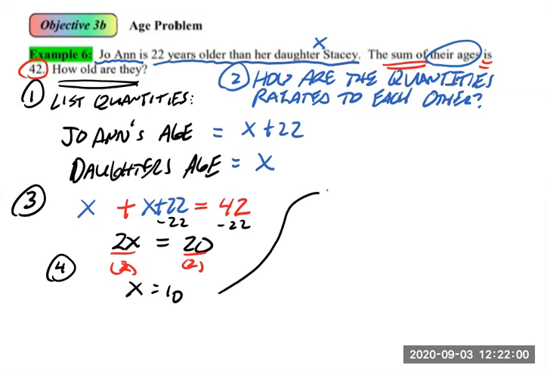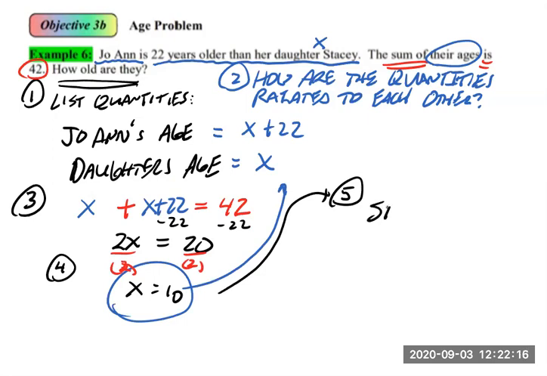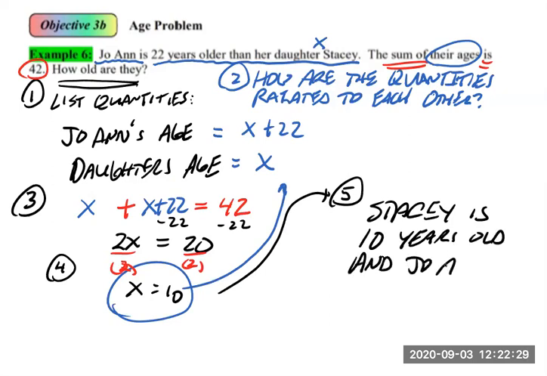So now step 5. I get x equal to 10, and I'm just going to go back up and look at my definitions. Well, that means Stacy, the daughter, is 10 years old. And Joanne is, the expression says just take x and add 22. Well, 10 plus 22 is 32 years old.